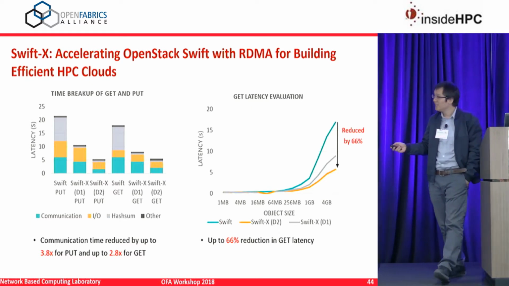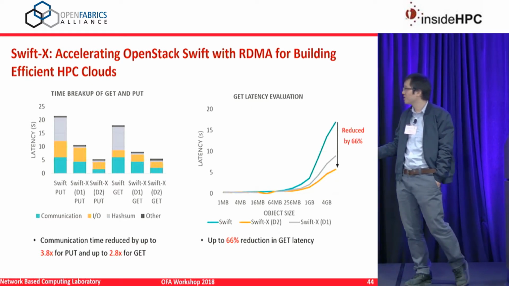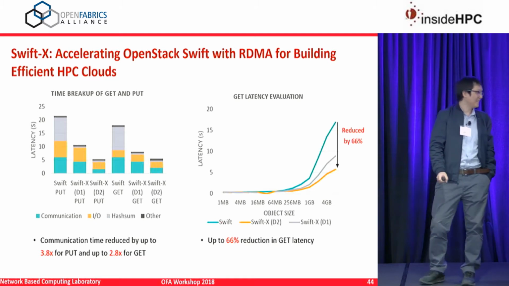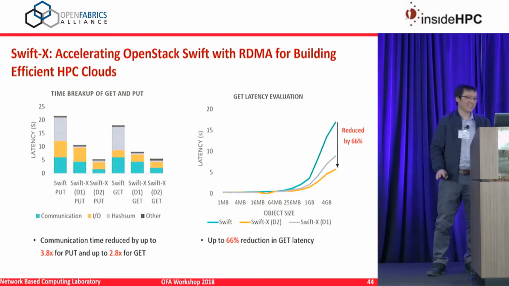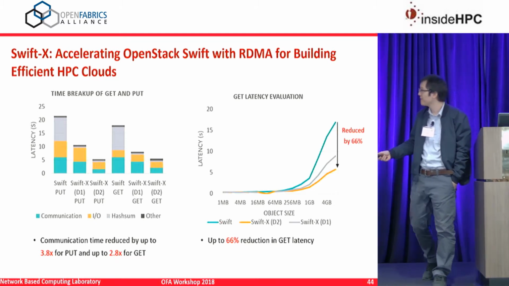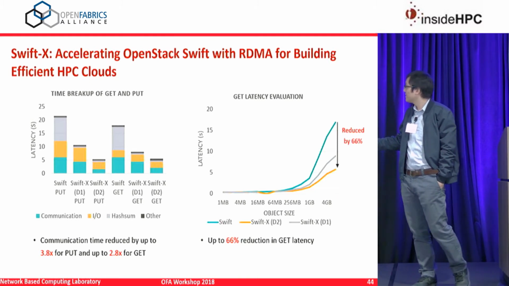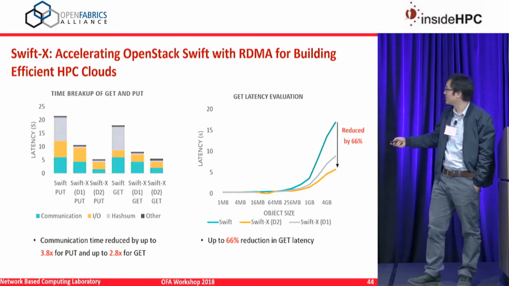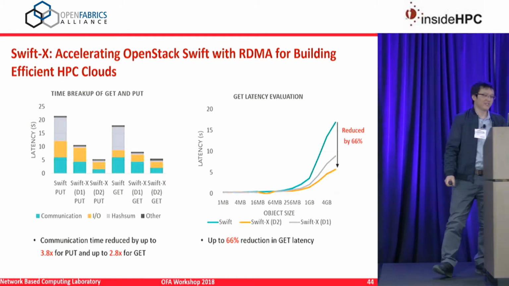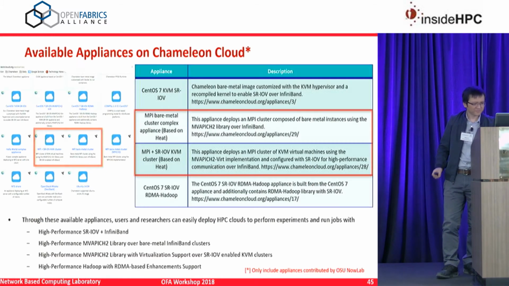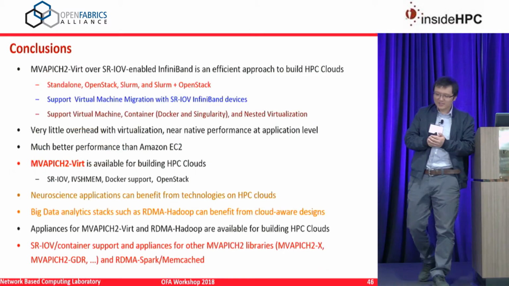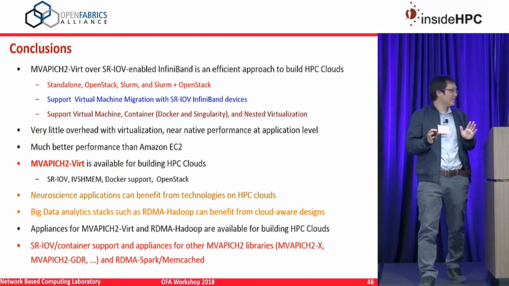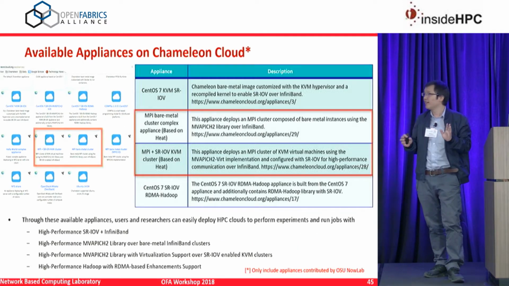We see that our design is able to reduce communication time by up to 3.x and 2.6x. Okay, here we are using a Malloc card. And for gate latency, similarly, we are able to reduce the gate latency by 66%. That's a big gain.